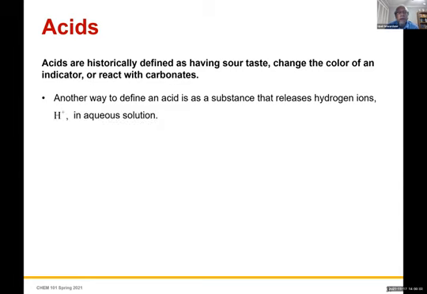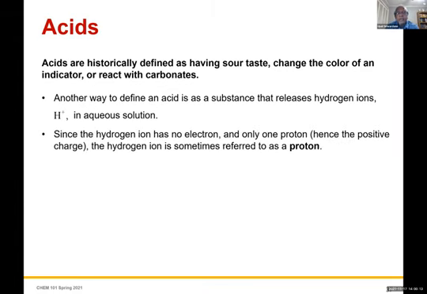A hydrogen ion in an aqueous solution cannot exist as a hydrogen ion. It's a bare proton without its one electron. Since the hydrogen ion has no electron and only one proton, hence the positive charge, the hydrogen ion is sometimes called a proton.